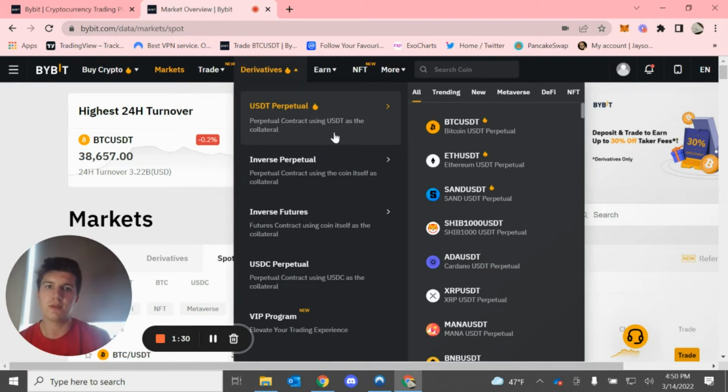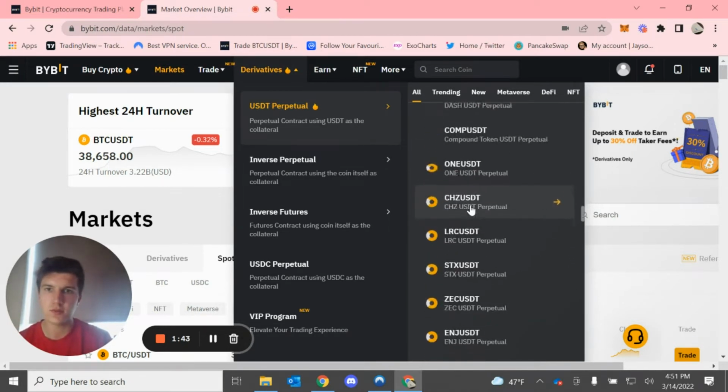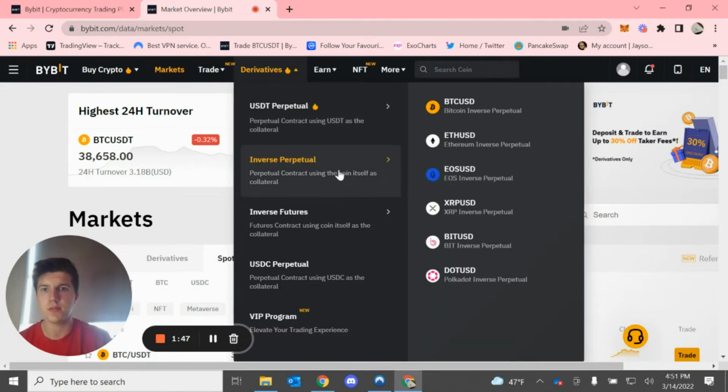Next is derivatives. This is more margin. And what this is, just, again, Tether using a whole bunch of trading pairs here. Don't ask me how many there are, but there's a lot.